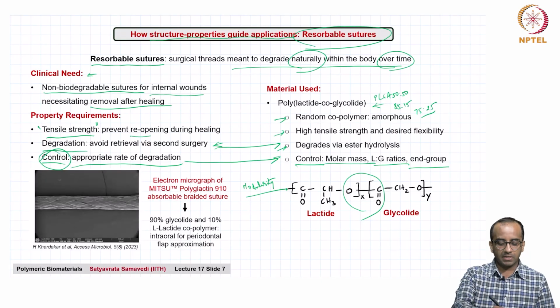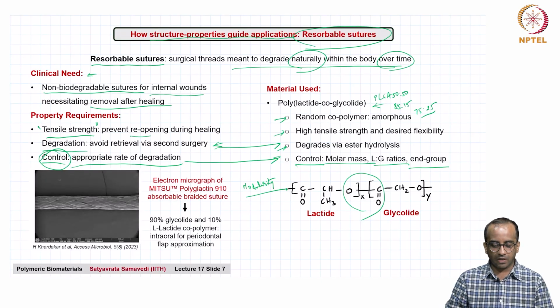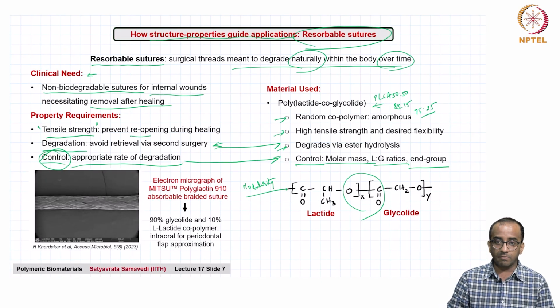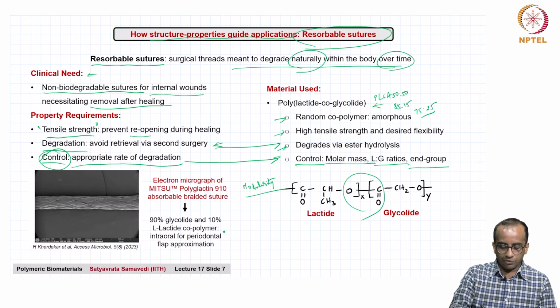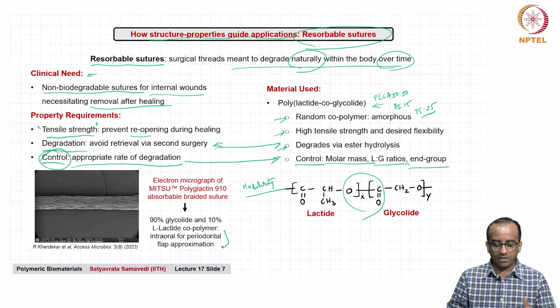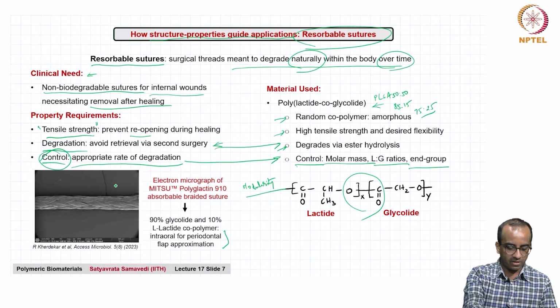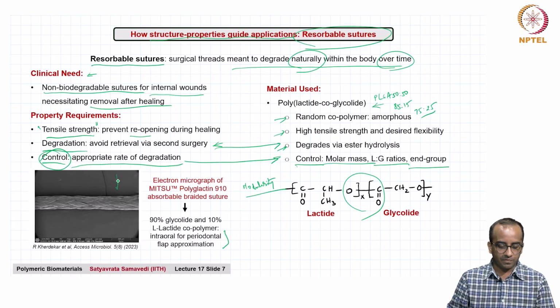And shown here is an electron micrograph of a polyglactin 910 absorbable braided suture. This 910 simply is 90% glycolide and 10% L-lactide copolymer, used intraorally for periodontal flap approximation. So, shown here is an SEM image of that.